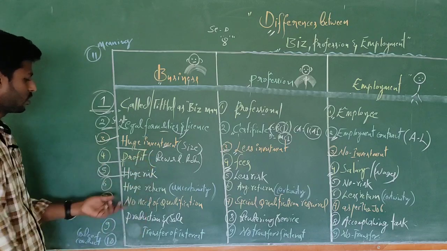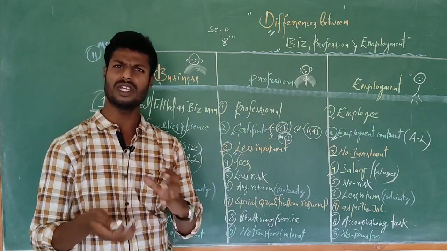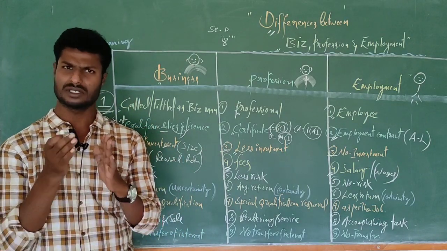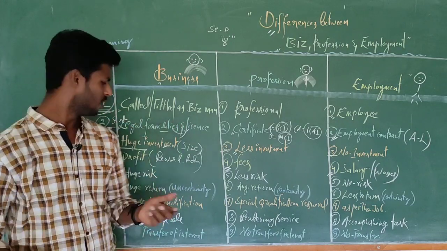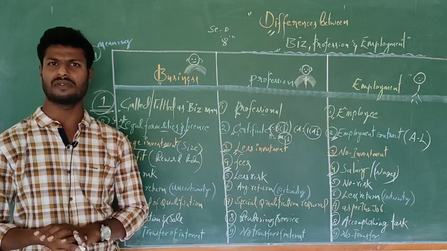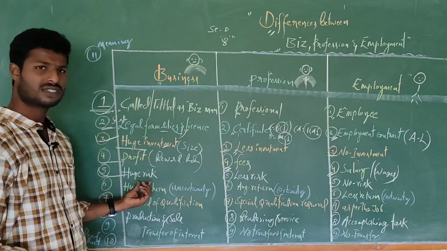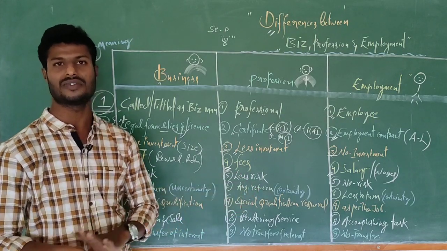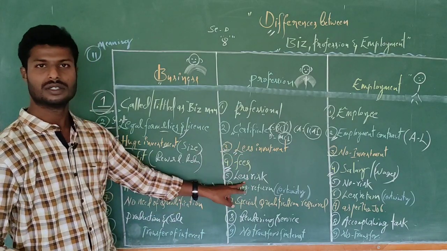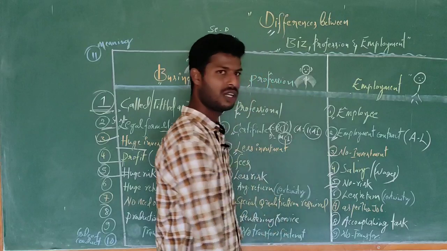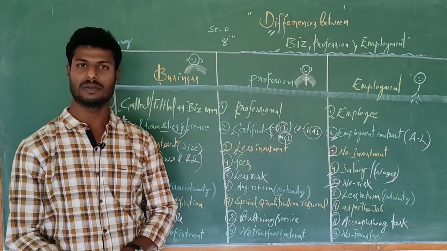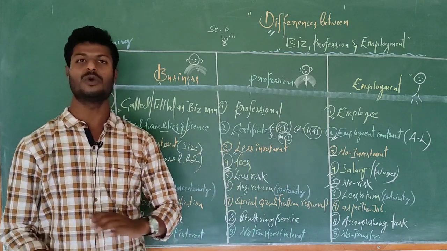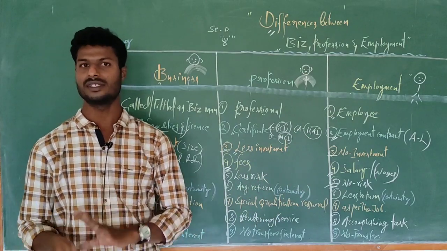Next one is business: huge risk. So many risks, so many formalities, a very tedious, lengthy process. So many documents are required. So there is huge risk to start a business. Risk is more in business, and in profession, less risk. Here we need to get the certificate from the authorized body. Compared to business, profession has less risk. And employment has no risk at all. Why? The employer bears all the risks and handles all the difficulties and problems. So in a factory we go and work there, no risk at all, and we get the salary.